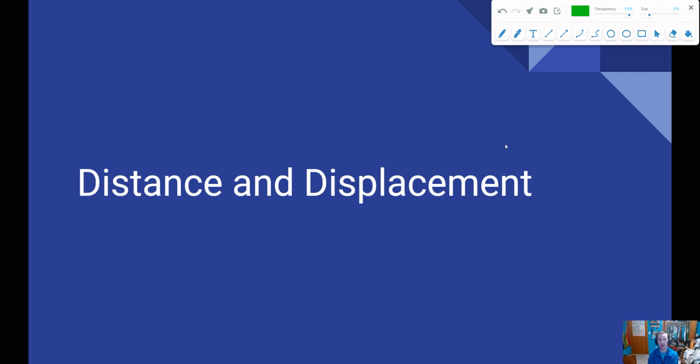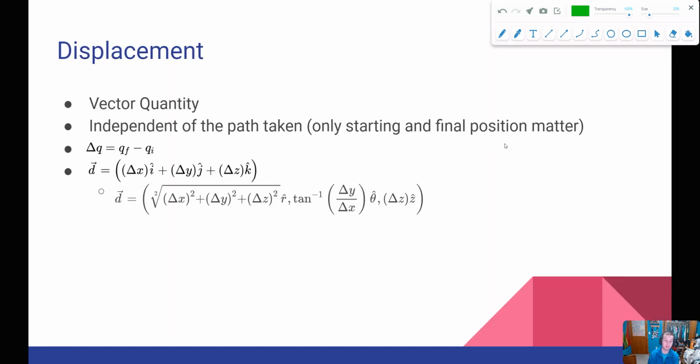So next up, we have distance and displacement. Okay, so displacement is a vector quantity. Okay, what that means is that displacement is independent of the path taken. That means that only the final and starting position that you're taking into account are the only two measurements that matter. Okay.